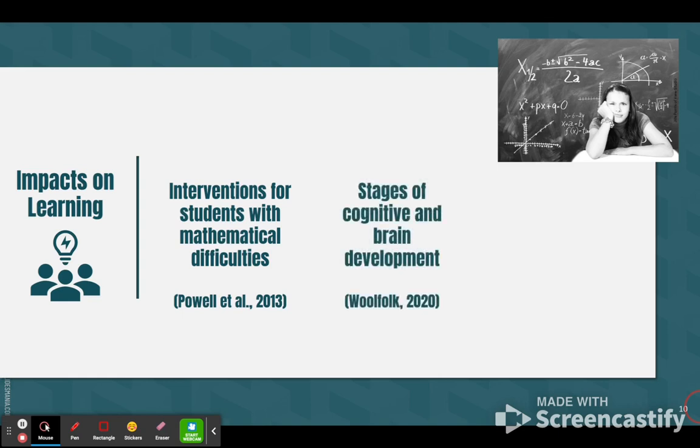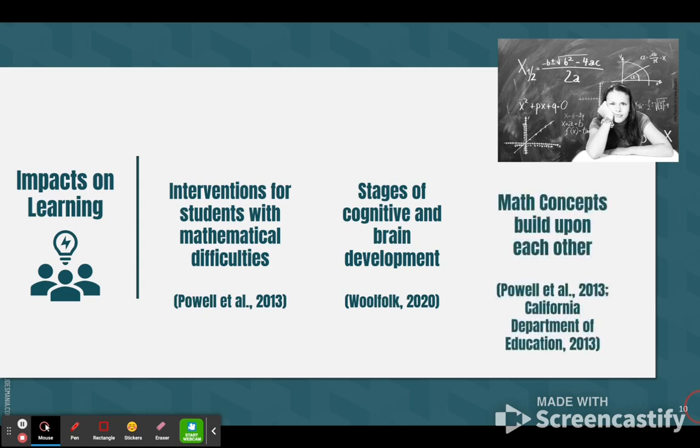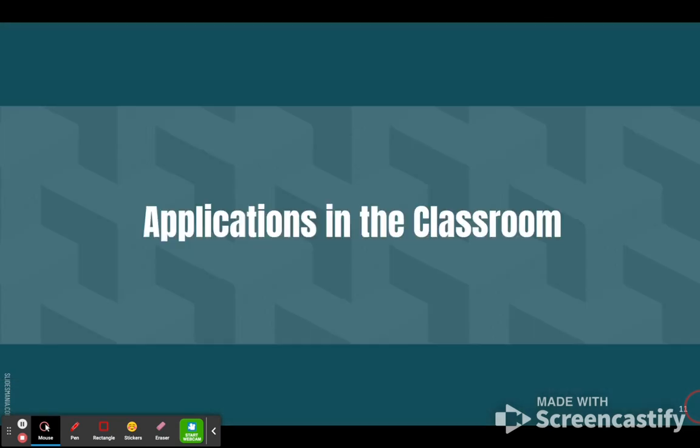To understand why CPA is important, it is important to first understand that, just like cognitive development, learning also happens in stages, and our standards and expectations have to be aligned with what our students are physically and mentally able to do. And learning about the standards from Powell and the California framework, you find that all mathematical concepts build upon each other, and using CPA in a sequential manner to teach these concepts allows for better retention of the information.